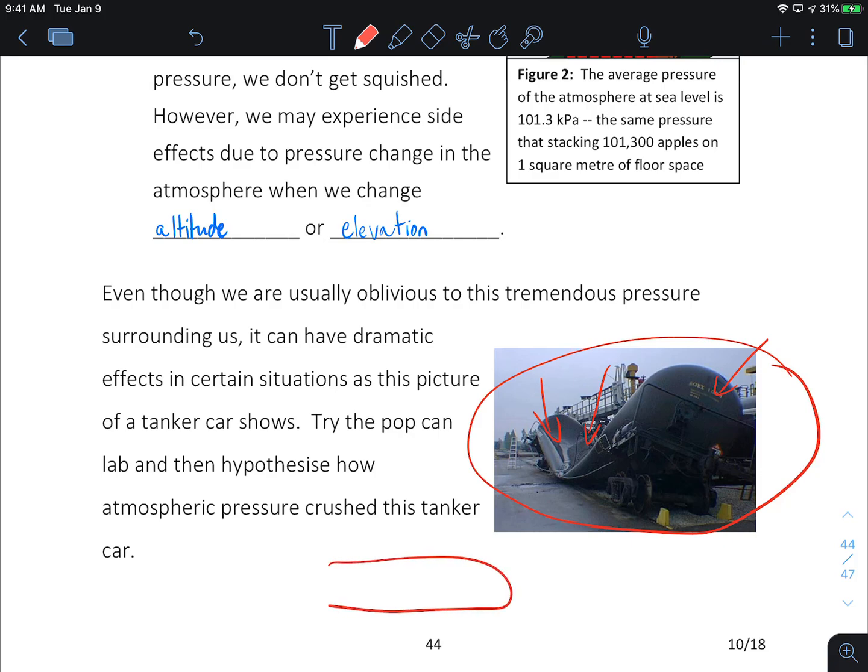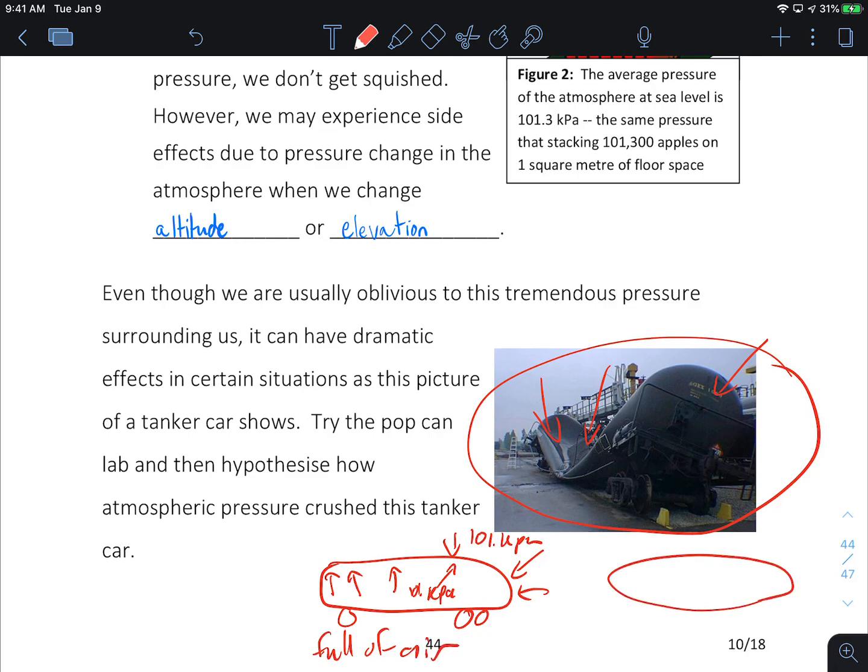On a healthy tanker, even if it's empty, if the empty tanker has air inside, the air pushes outwards with 101 kilopascals, and the air on the outside pushes down on it also at 101 kilopascals. But when you take the air out, so this is full of air, if we take the air out, or if we remove some of the air, so if we put a vacuum, then there's no force on the inside, and there's only the force on the outside. So that air pressure from outside is still going to push down on the tanker, and it will collapse.